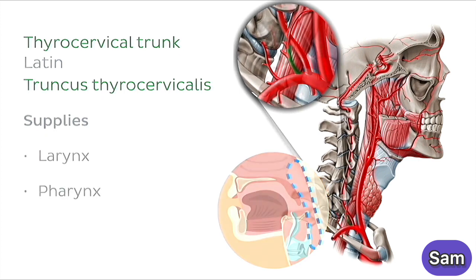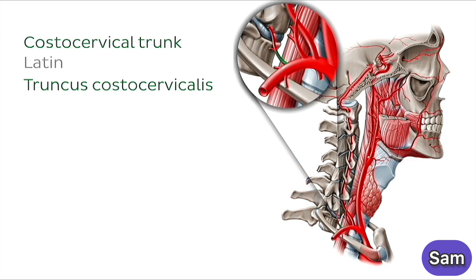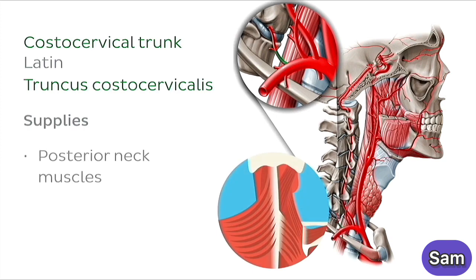The last branch on our list is the costocervical trunk. The costocervical trunk arches posteriorly towards the neck of the first rib. After this short course in the anterior neck, it divides into two terminal branches, through which it supplies structures in the root of the neck, including the posterior neck muscles as well as some in the thorax.